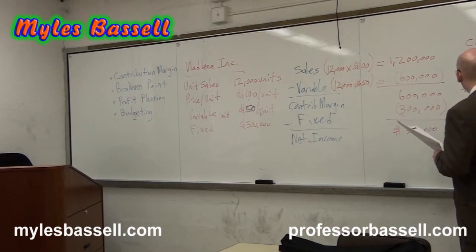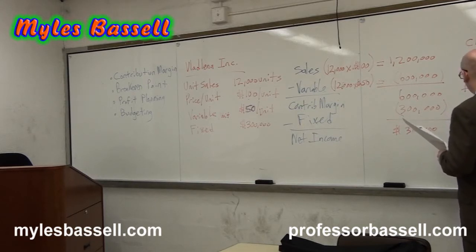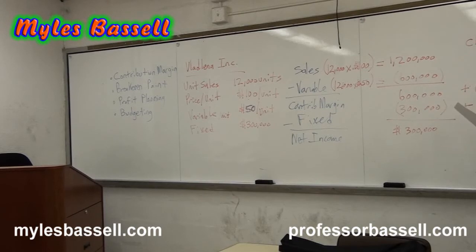So the change is 120,000. So the question is, what's going to happen to the net income? So this is now 660,000, and this is now 360,000.